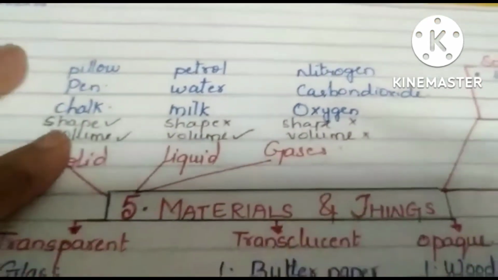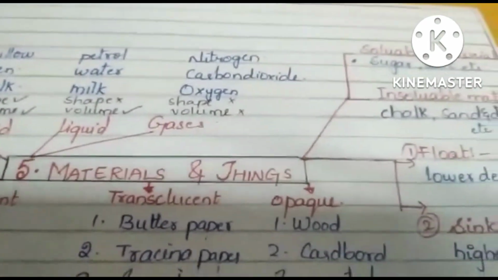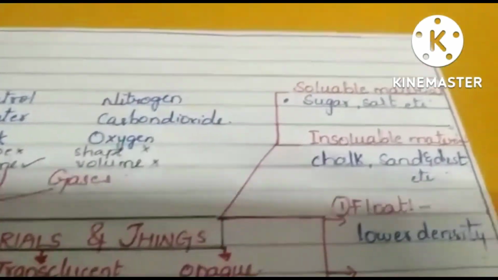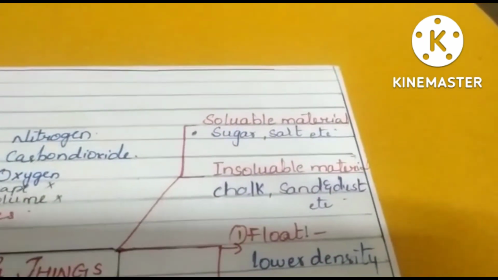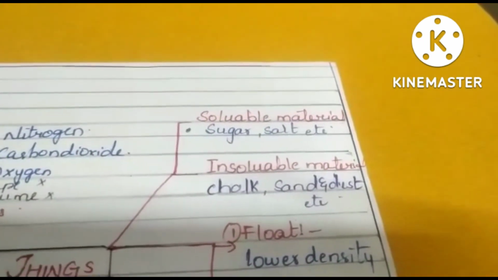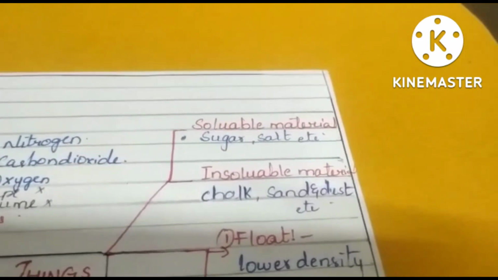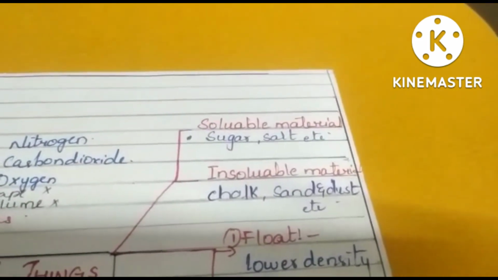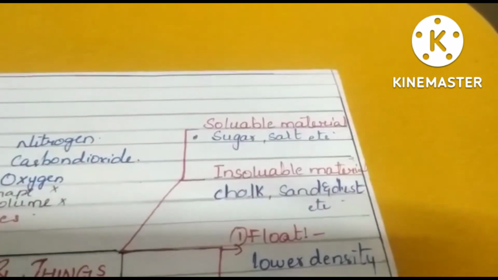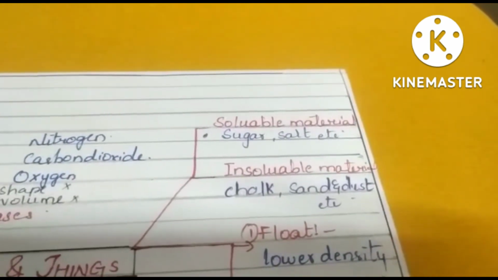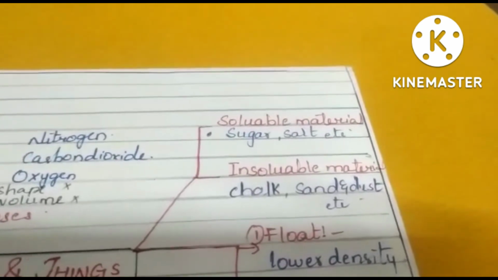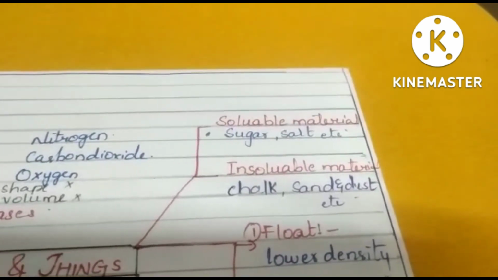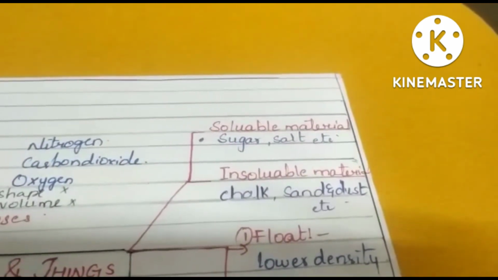And now we are dividing the materials and things into two types, that is soluble materials and insoluble materials. The meaning of soluble materials is that which will dissolve. Suppose I put a glass in front of you, okay, water in a glass. Now I'm putting sugar in that. Will it dissolve? Yes, it will. It will get dissolved, right? And if I put salt, it will also get dissolved. That is called soluble materials.